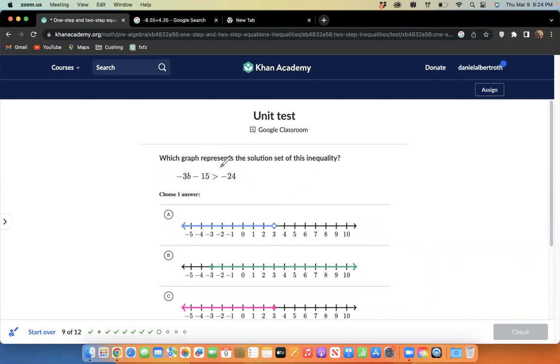So it says which graph represents the solution set of this inequality. To solve this inequality, I will start by adding 15 to both sides. So I'll have -3b is greater than -24 plus 15, which is -9. Divide both sides by -3. So that's going to give me b on the left side. Because I divided by a negative, the inequality sign will flip. -9 divided by -3 is +3. So b, our answer, must be less than +3. And that is here.